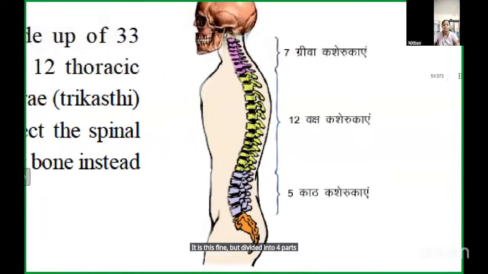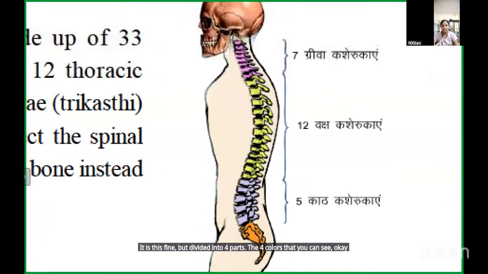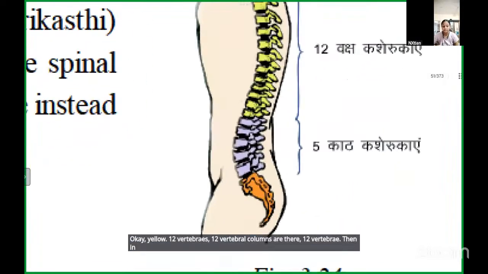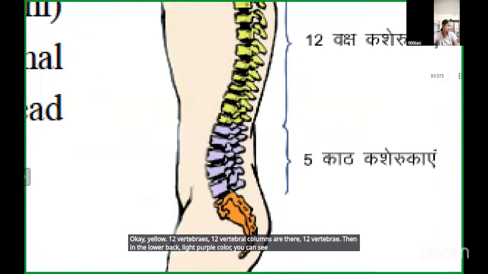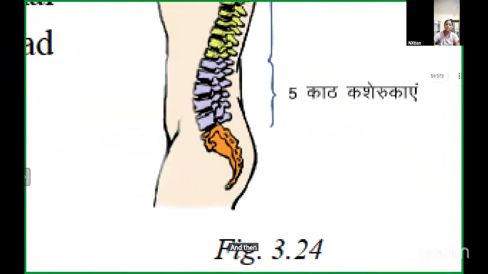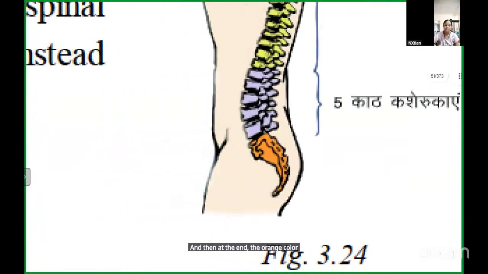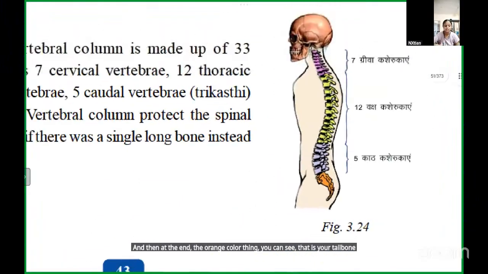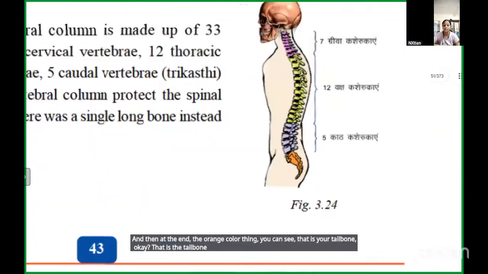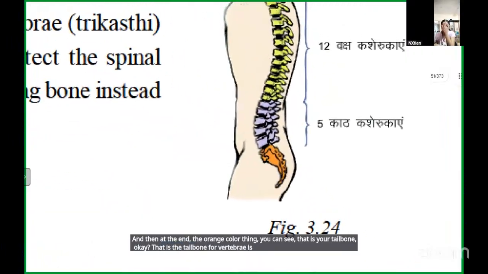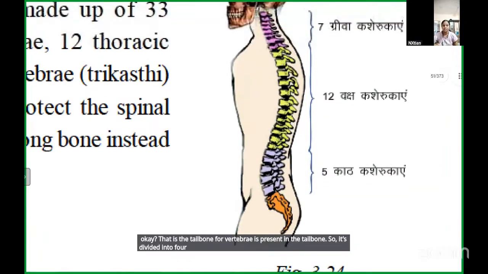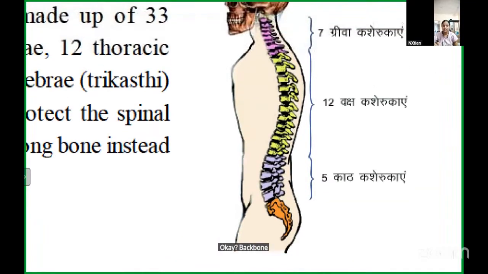The four colors that you can see. One is the neck, the pink one. Then you have the upper back, yellow, with 12 vertebrae. Then in the lower back, the light purple color, 5 vertebrae are there. And then at the end, the orange color is your tailbone. There are 4 vertebrae in the tailbone. So our backbone is divided into four parts.